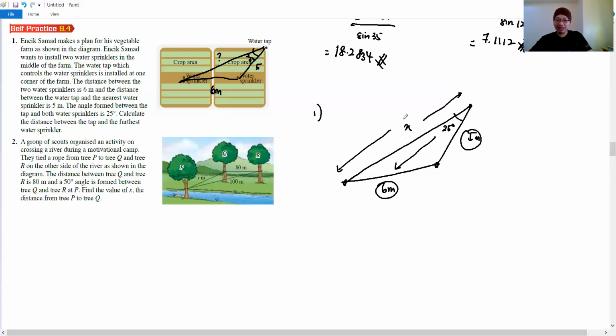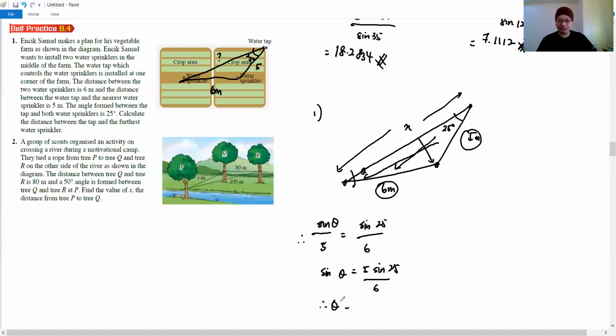Now, since we want to find x, but we don't have the partner of x, right? Okay, just leave it first. But we have 5 here, 5 with partner with this angle here, theta. So find that theta first. Therefore, sine theta over the partner 5 equals sine 25 over the partner 6. So sine theta equals 5 sine 25 over 6.